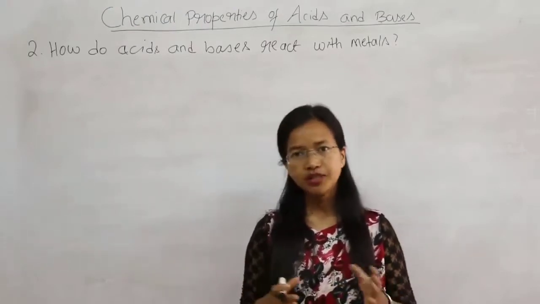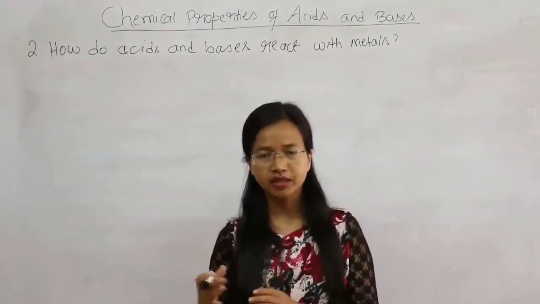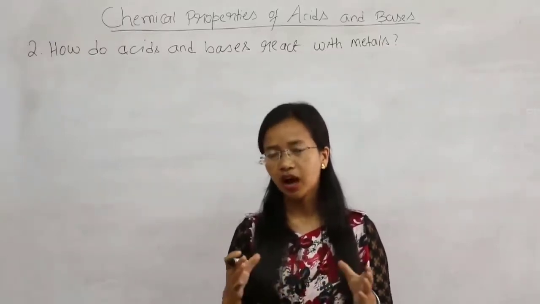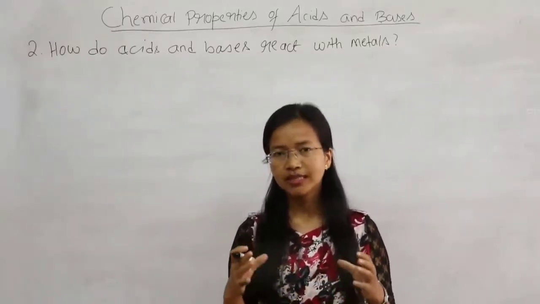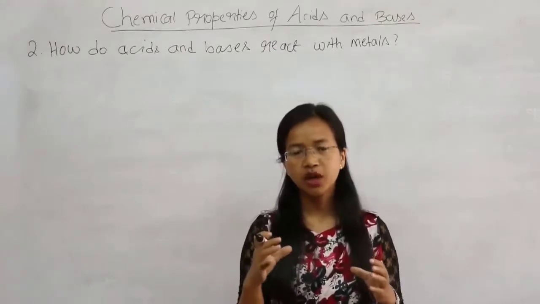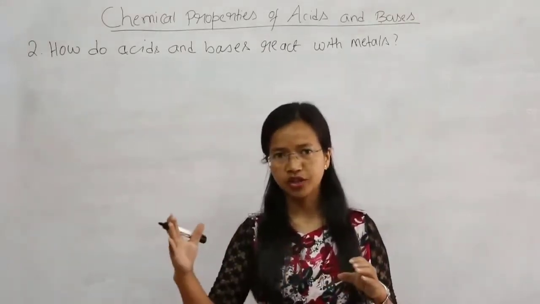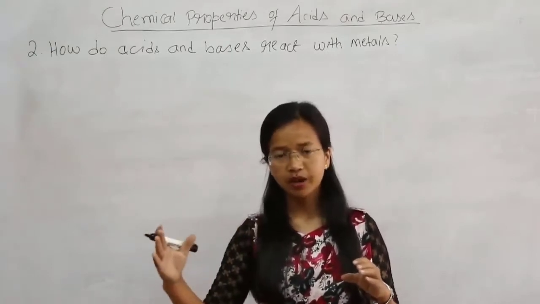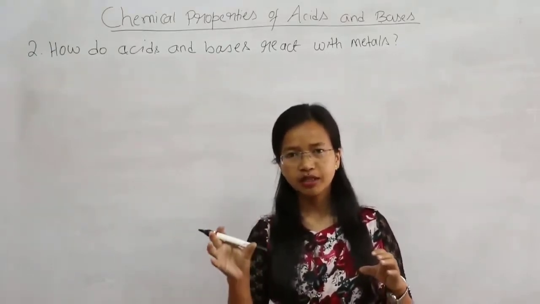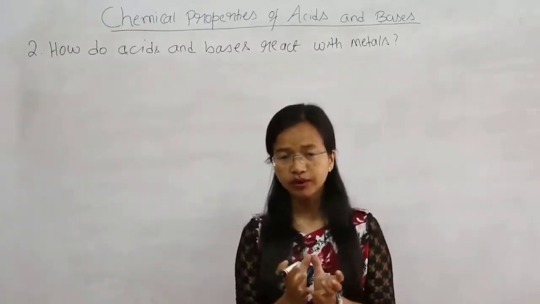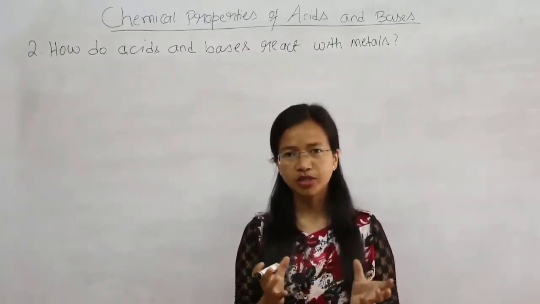First we will do acid with metal. We already know that acids contain hydrogen. So in this case, all those metals, when they come in contact with an acid, will displace hydrogen. Then that metal, in combination with the remaining part of the acid, will give a compound. That compound is called a metal salt.